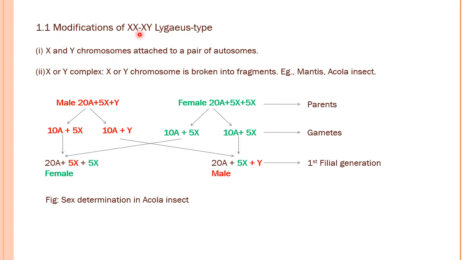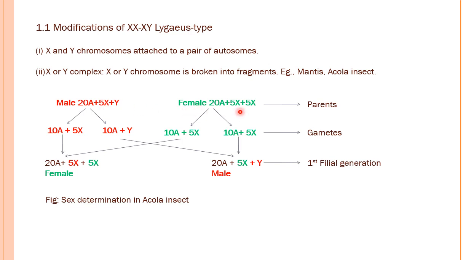Modifications of XX, XY Lygaeus type. First one is X and Y chromosomes attached to a pair of autosomes. In the second type, X or Y complex, X or Y chromosome is broken into fragments. Examples are found in Mantis, Ascaris insect. Here we can see male has 20 autosomes, 5X plus Y. That means the X chromosome has been fragmented into 5 parts.